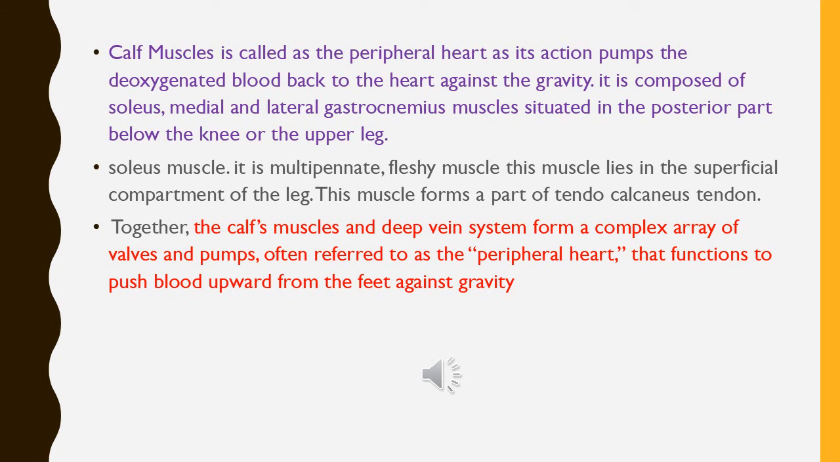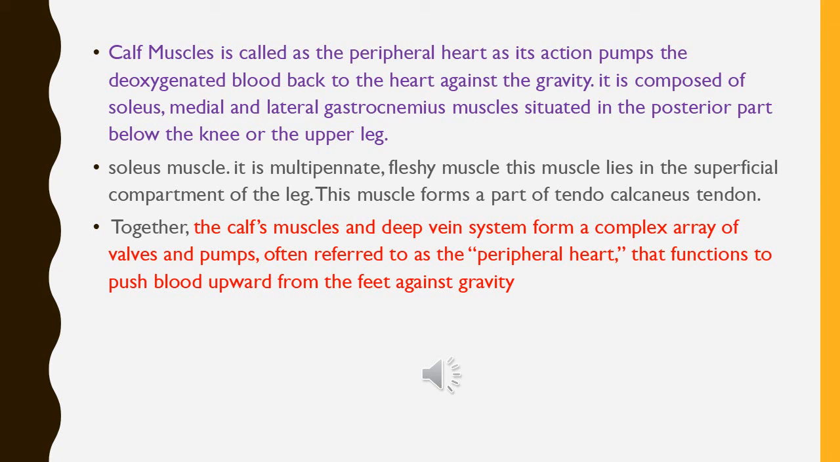The calf muscle is called the peripheral heart, as its action pumps the deoxygenated blood back to the heart against gravity. It is composed of the soleus and gastrocnemius, and the gastrocnemius has two heads, the medial and lateral head. It is situated in the posterior part of the leg, below the knee, and it is the bulkiest because it is an anti-gravity muscle. This muscle has to lift the heel during walking, running, etc. They are also strong plantar flexors.